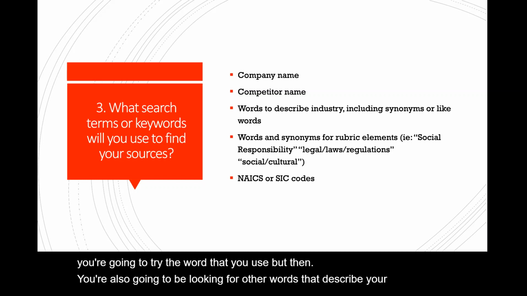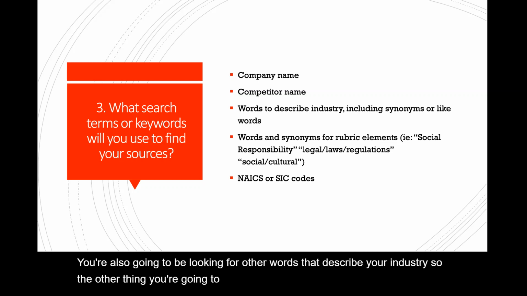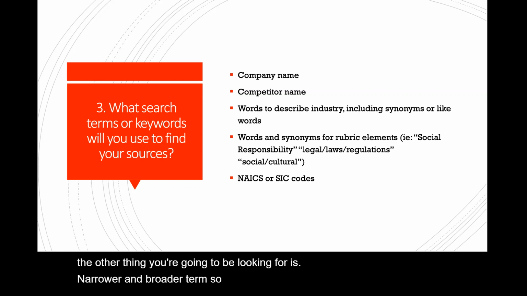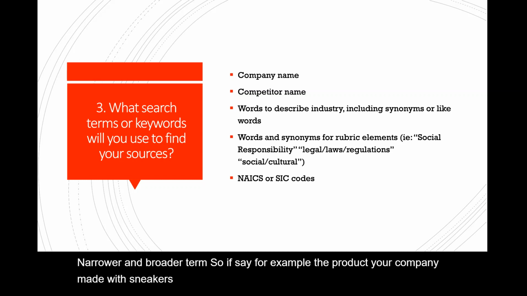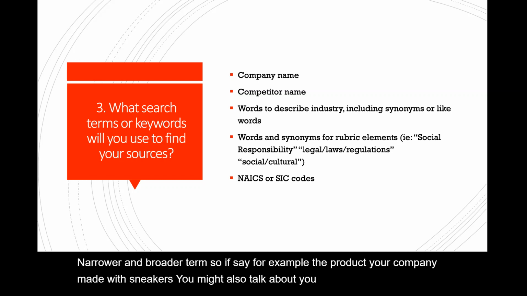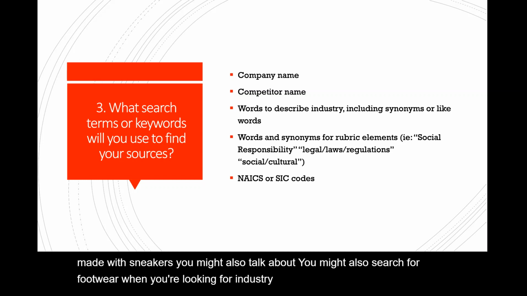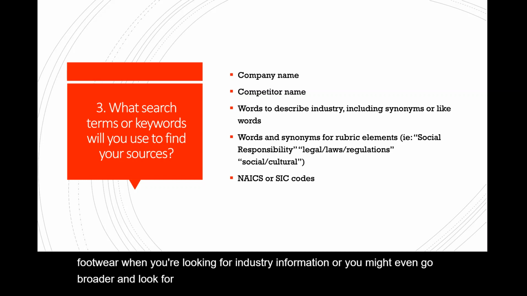The other thing you're going to be looking for is narrower and broader terms. Say, for example, the product your company made was sneakers. You might also search for footwear when you're looking for industry information, or you might even go broader and look for apparel. So you can zoom out or laser in.